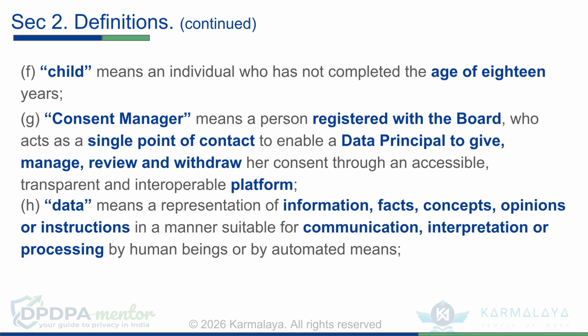Continuing with definitions, per subsection F, a child is an individual under the age of 18 years. A consent manager is a registered person who acts as a single point of contact for the data principal to manage their consent through a platform, according to subsection G. Subsection H says, data is a representation of information, facts, concepts, opinions, or instructions suitable for communication, interpretation, or processing by humans or automated means.